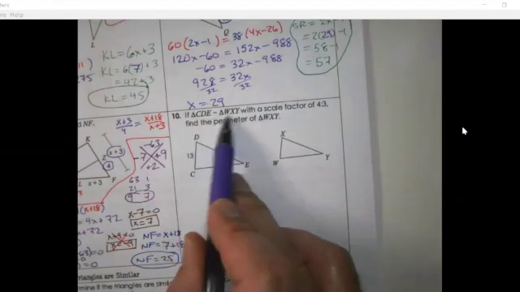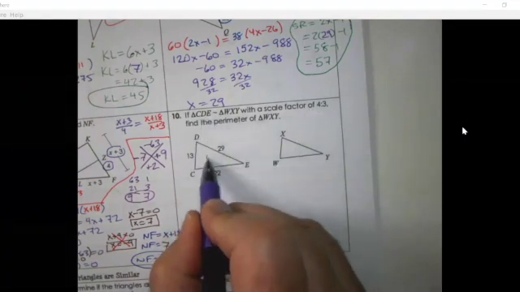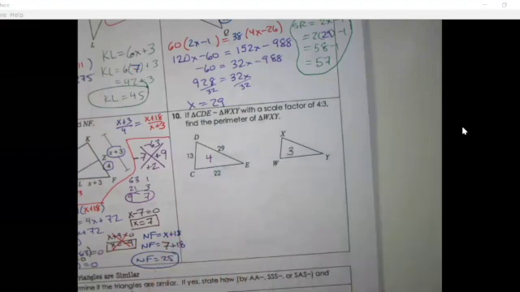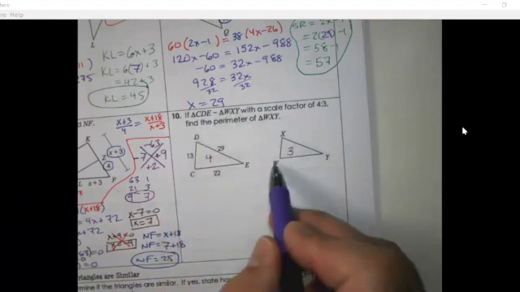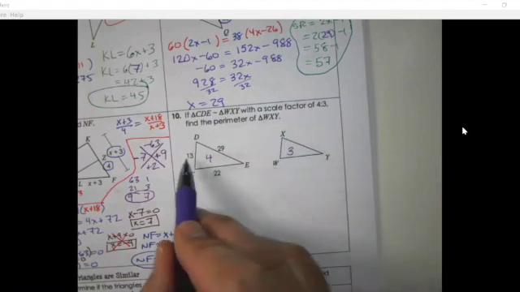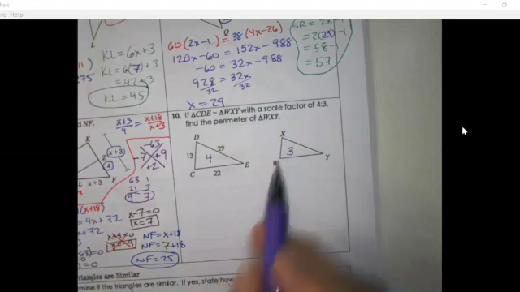Number 10, triangles are similar with a scale factor of 4 to 3. Okay, so because of the way they phrased it, this one is 4, this one is 3. What that means is any length, like if I knew that CD and WX were corresponding, that whatever this is would be in the ratio of 4, while this is in the ratio of 3.